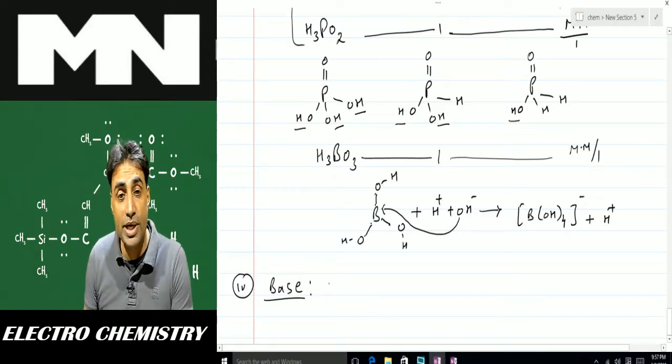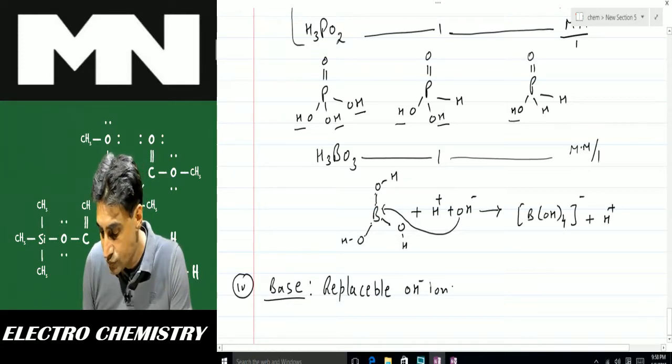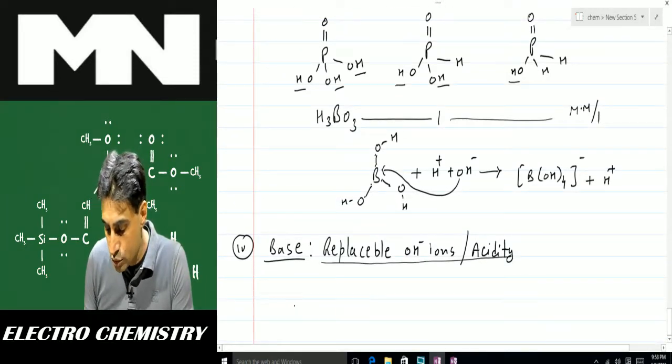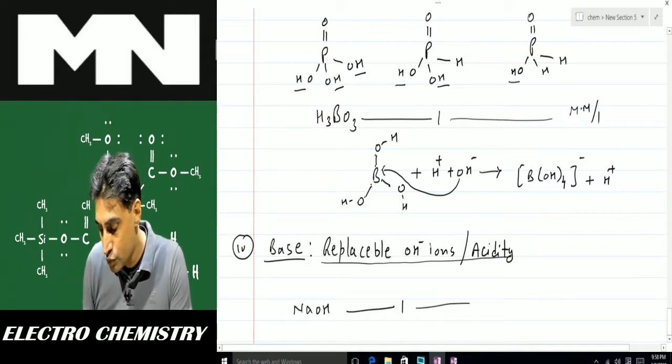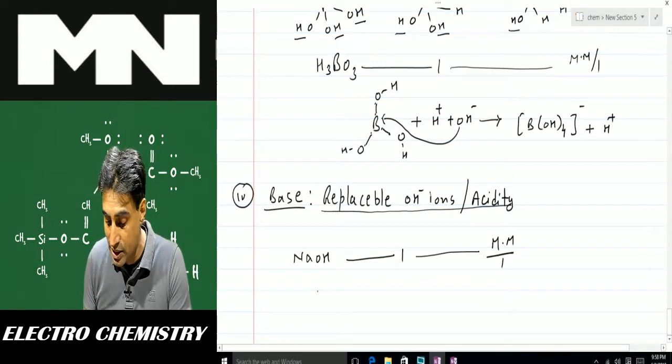The N factor of a base is always equal to the number of replaceable OH negative ions, and that is known as the acidity. Like if I talk about sodium hydroxide, it can donate 1 OH group. So its N factor is 1, and its molar mass divided by 1, that is its molar mass, is its equivalent mass.